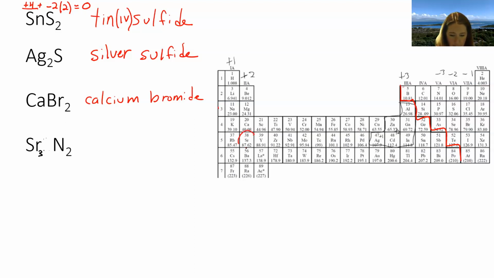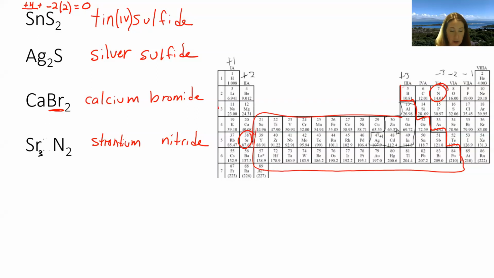Sr and N. So strontium, metal, ionic compound. Strontium nitride. Again, "ide" means it comes straight from the periodic table, like bromine becomes bromide. So now the question is, do we need Roman numerals? Well, it's not a transition metal, so no, we do not.